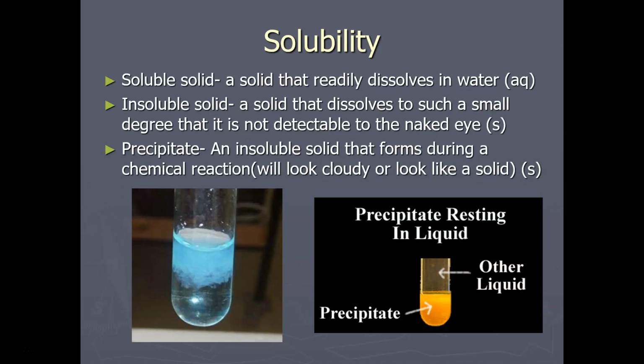Now, how did I know that that was going to be a solid? So a soluble solid is a solid that readily dissolves in water, and it gets the state of matter AQ, aqueous. An insoluble solid is a solid that dissolves to such a small degree that it is not detectable to the naked eye, so we still just call it a solid. Then there's also something called a precipitate, which is an insoluble solid that forms during a chemical reaction. It will look cloudy or it'll look like a solid. You can see them occurring in these two pictures. That also is going to get the state of matter solid.